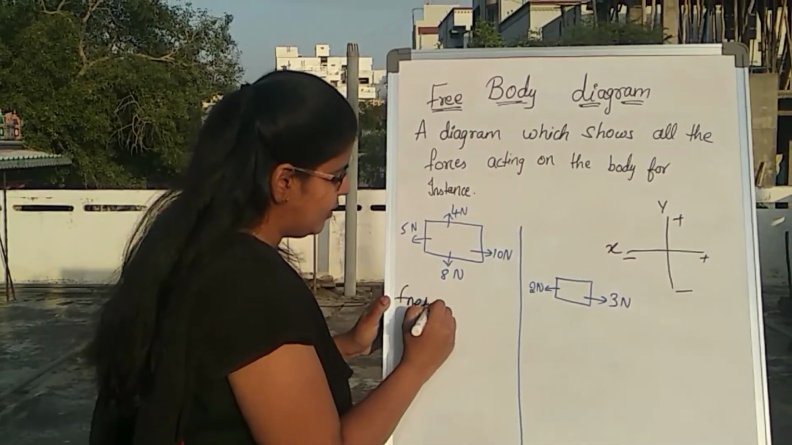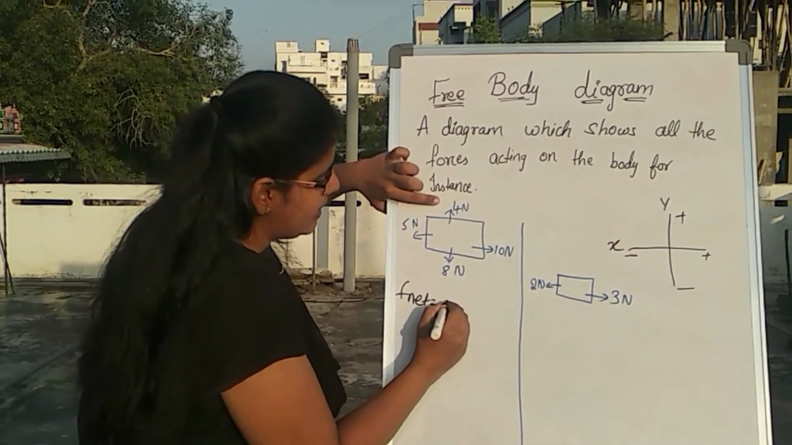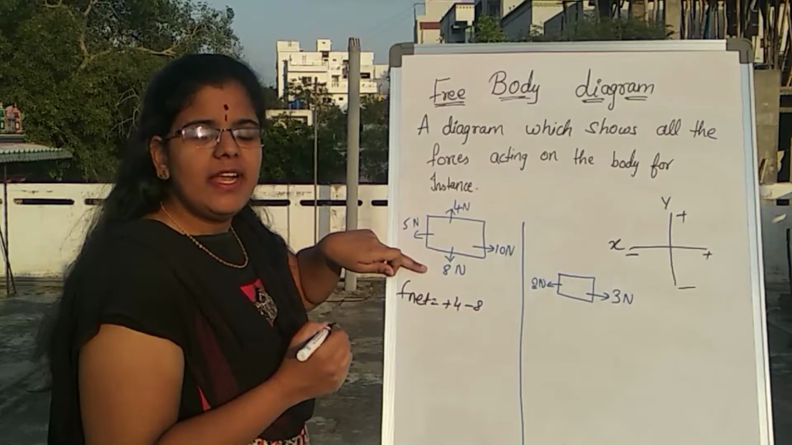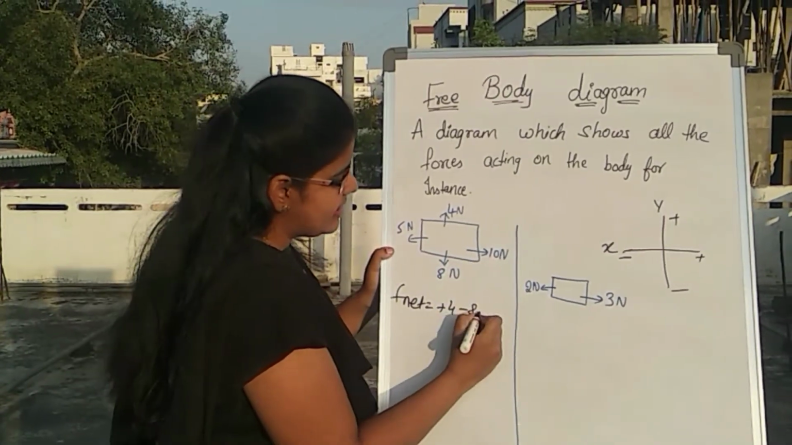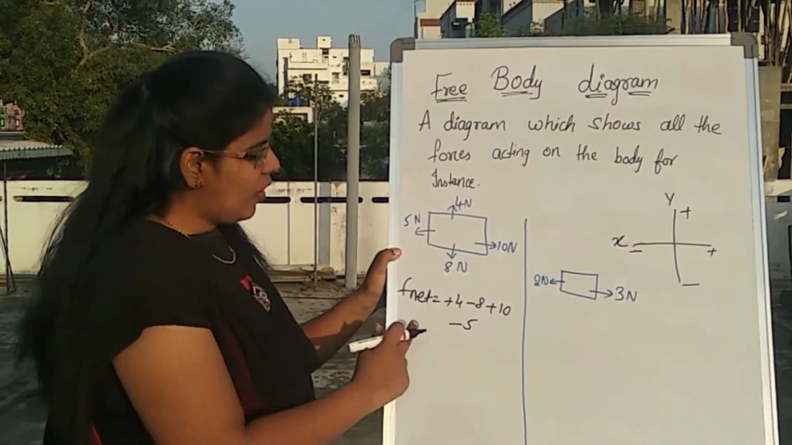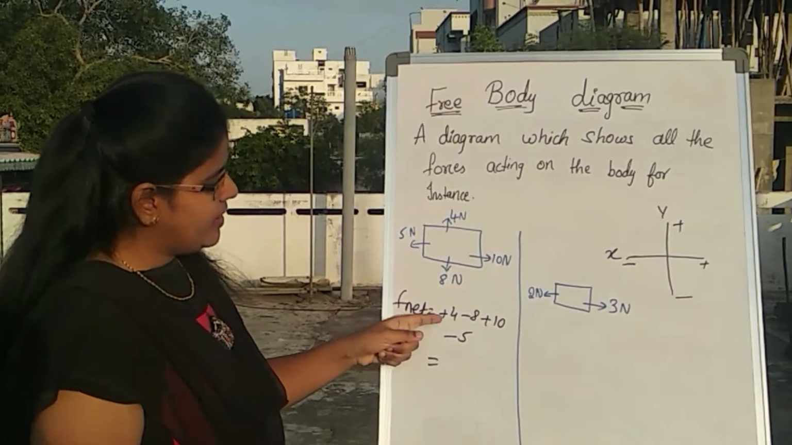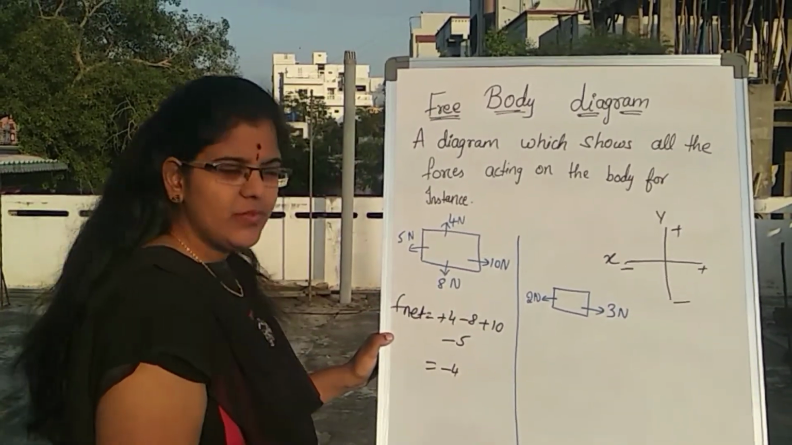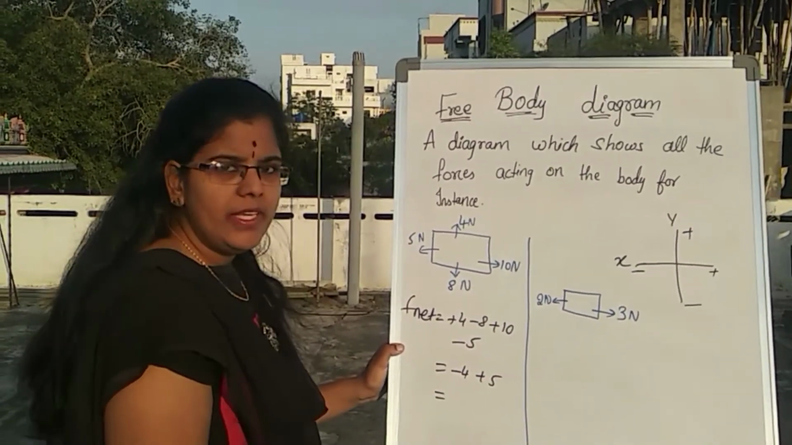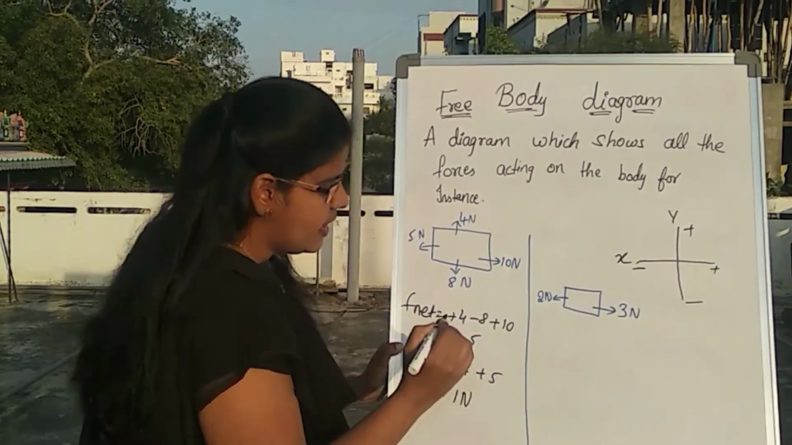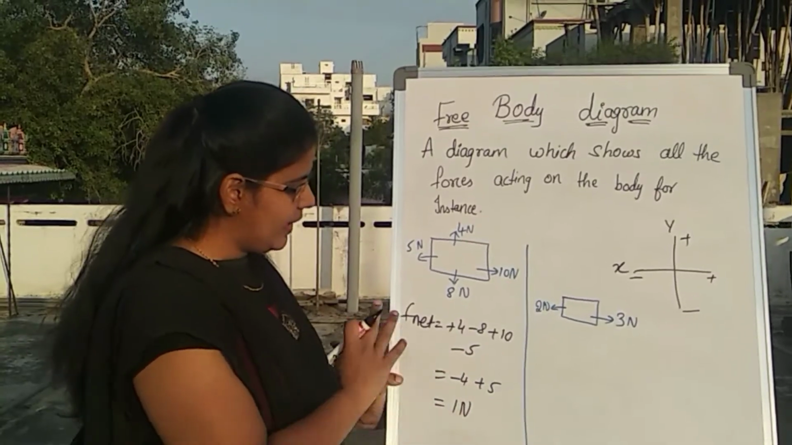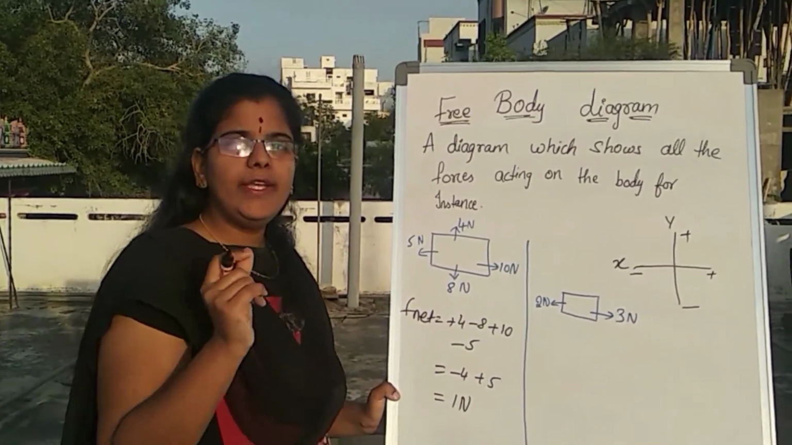So F net is equal to, first let us take this, so plus 4 minus 8. So why did we take minus 8? Because it is in the downward direction, and towards right side it is plus 10, again towards left side minus 5. So how much will it be? Plus 4 minus 8 is minus 4, and 10 plus minus 5 is plus 5. So it is equal to how many newtons now? 1 Newton. Newton is nothing but the unit of force. So we will be getting the net force acting onto that object as 1 Newton.